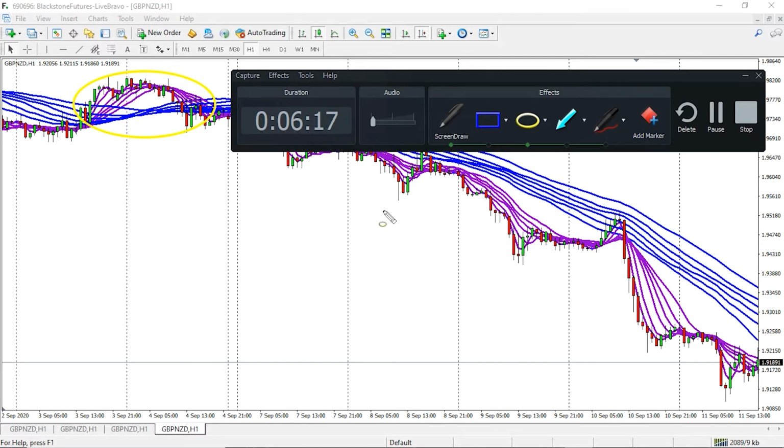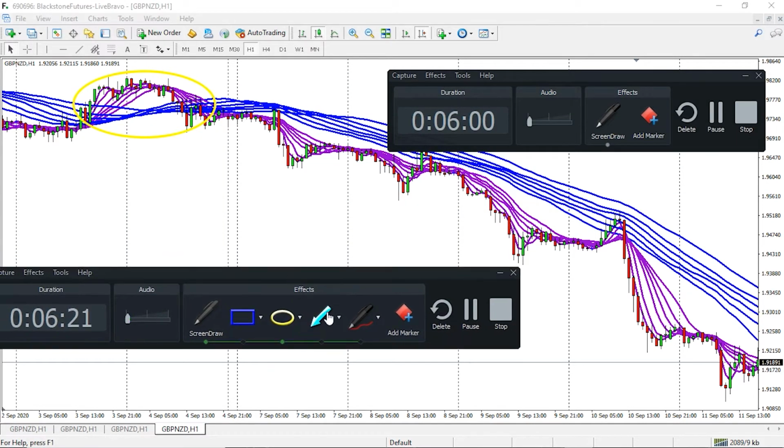Okay, so again, if the short term crosses below the long term, so the purple closes below the blue, and guys, we're looking for all 6 to close below the blue. That would indicate we are looking for a short trade.